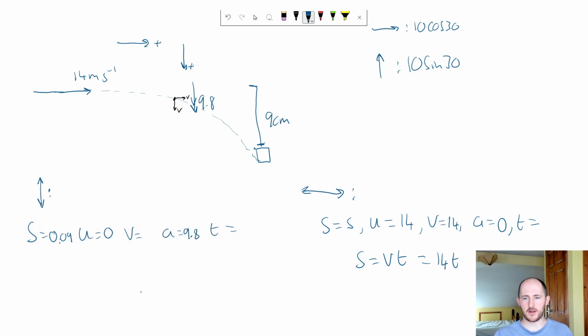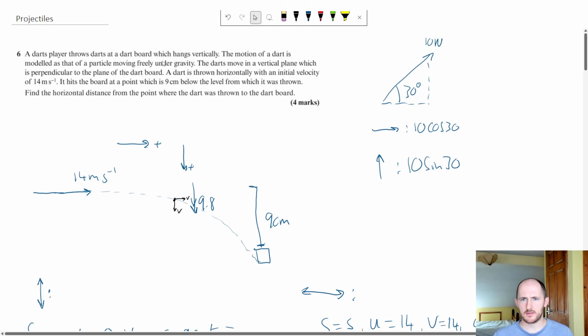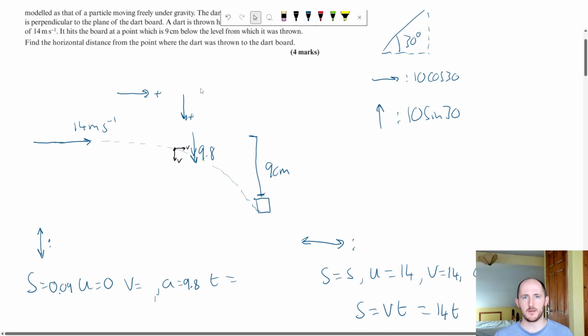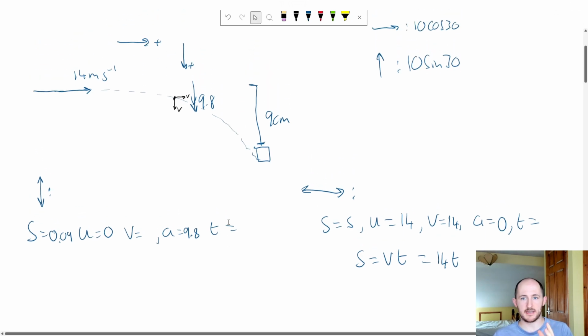Okay, how do we use the vertical motion? Well, here's the point. When it drops 9 centimeters, it hits the board, right? Because that's what it says. Where does it say it? The dart is thrown horizontally. It hits the board at a point 9 centimeters below the level. So, just to repeat, when it drops 9 centimeters, it hits the board. So when S equals 0.09, whatever that time is, that's when it hit. That is the amount of time it takes to hit the board.